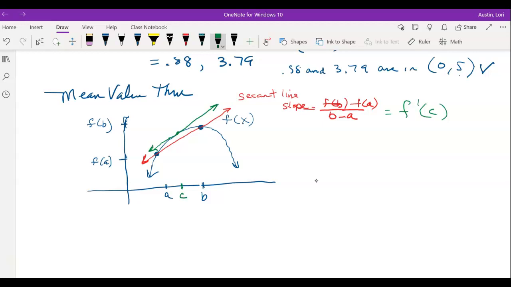So in other words, that function, as one of the priorities, has got to be continuous. It's got to be differentiable. Then, in order to get from this point to that point, you have to hit a point somewhere where the derivative, the slope of the tangent line at that point, equals the slope of the secant line.